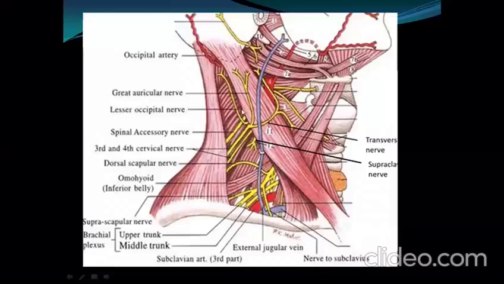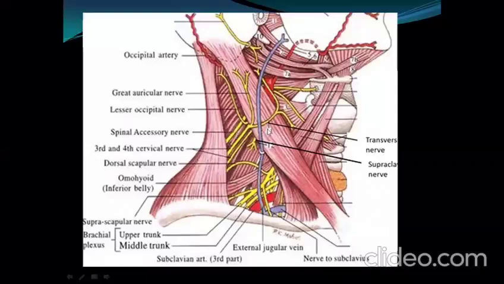So once more, it enters the posterior triangle at the midpoint of the posterior border of the sternocleidomastoid. Immediately after that, it's hooked by the lesser occipital nerve. It lies between the investing layer of deep cervical fascia and the prevertebral fascia. It rests on the levator scapulae muscle. Then 5 centimeter above the clavicle, it disappears deep to the trapezius muscle. So that's all about the spinal accessory nerve.